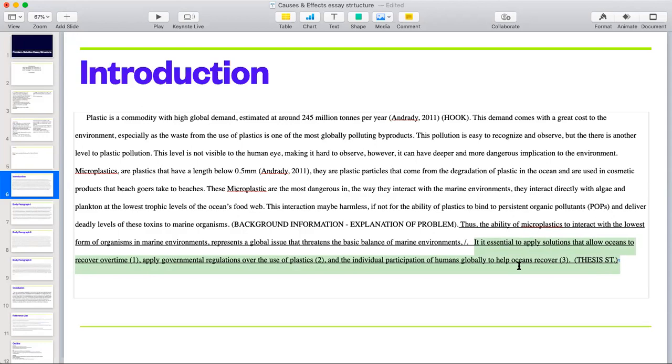So from this thesis, what is body paragraph 1 about? It's about recovering over time. What is body paragraph 2 about? Applying governmental regulations. What is body paragraph 3 about? Helping oceans recover. The student must follow this order that is mentioned in his thesis statement. I cannot change the order. So the first solution in your thesis statement is the first solution in your body paragraph, and so on and so forth. Clear? Does anyone have any problems with the introduction?